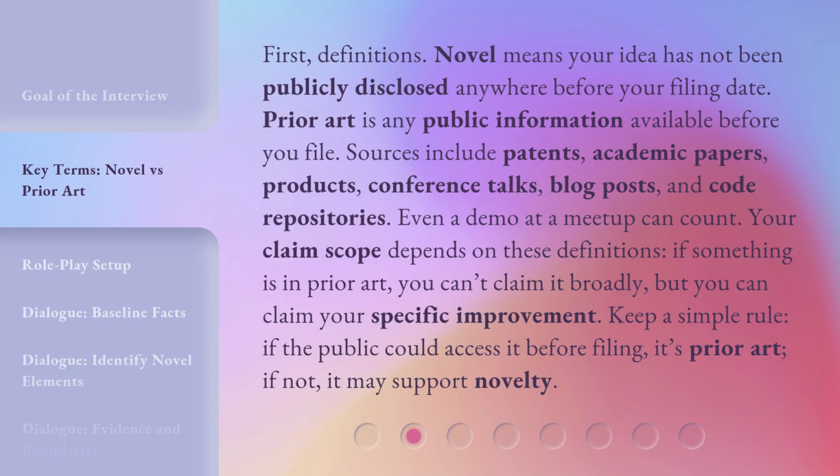Your claim scope depends on these definitions. If something is in prior art, you can't claim it broadly, but you can claim your specific improvement. Keep a simple rule. If the public could access it before filing, it's prior art. If not, it may support novelty.